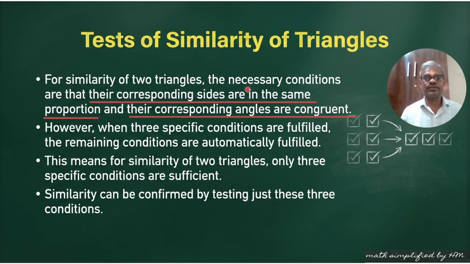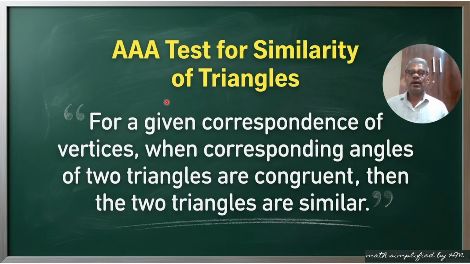Always remember this. However, when three specific conditions are fulfilled, the remaining conditions are automatically fulfilled. This means for similarity of two triangles, only three specific conditions are sufficient. Similarity can be confirmed by testing just these three conditions. Now we see the AAA test for similarity of triangles. Let us read the theorem statement and understand it.